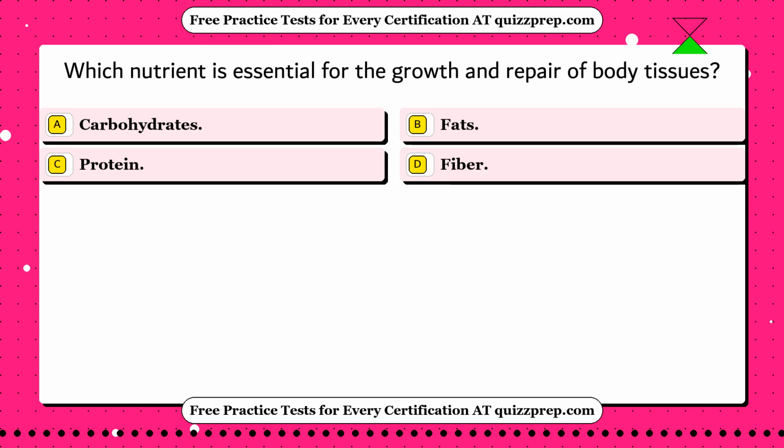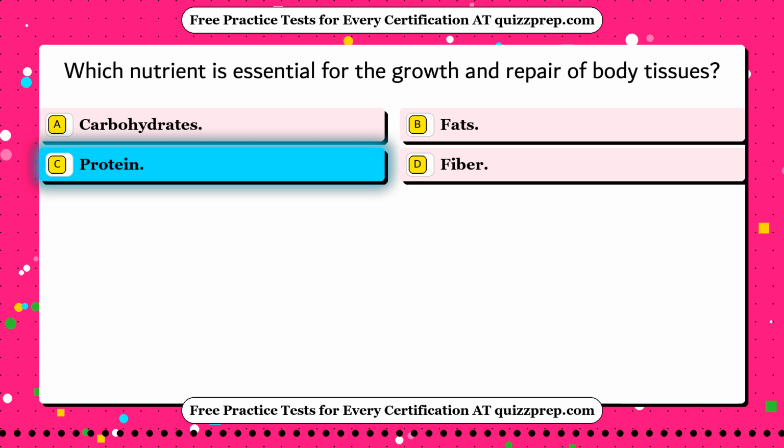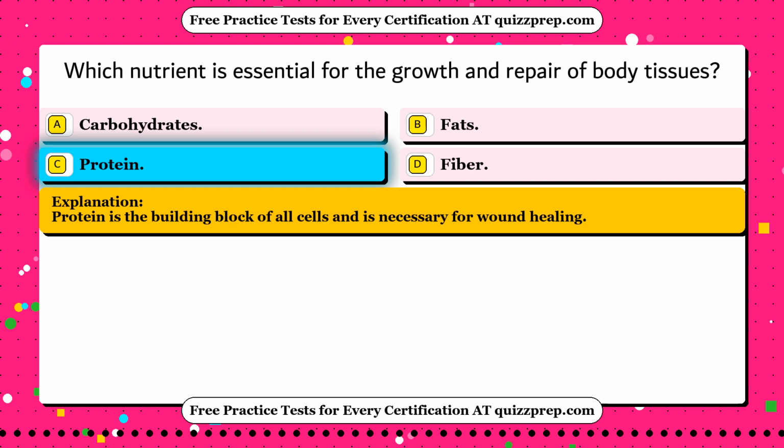Question 56. Which nutrient is essential for the growth and repair of body tissues? Option A, carbohydrates. Option B, fats. Option C, protein. Option D, fiber. The correct answer is option C, protein. Protein is the building block of all cells and is necessary for wound healing.